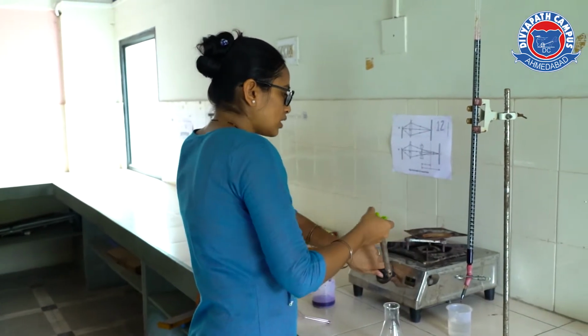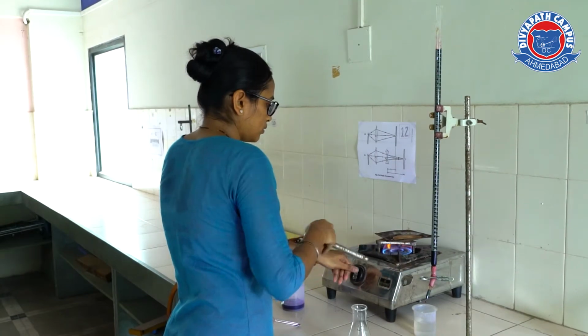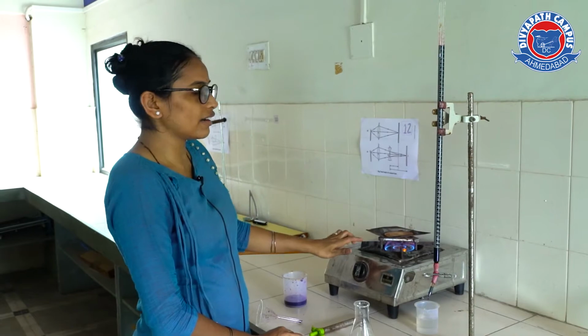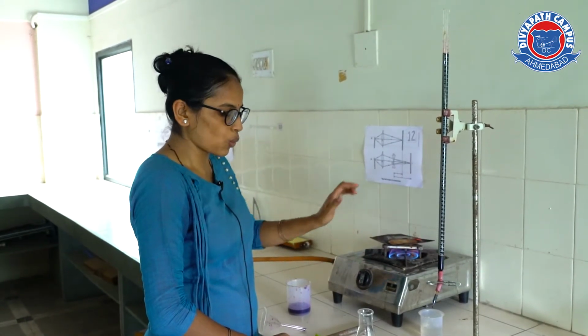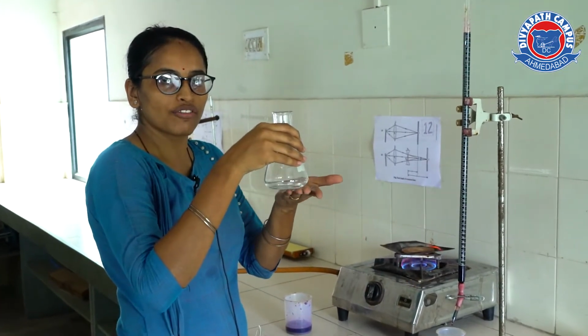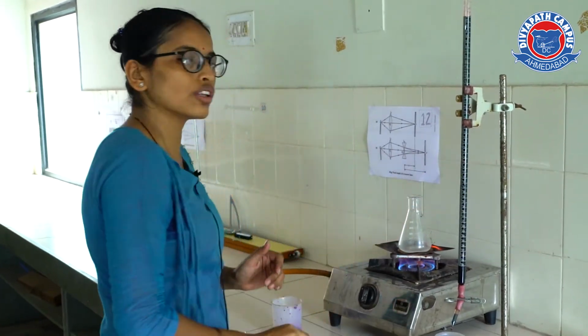Now the solution needs a 50 to 60 degree temperature. You can see that instead of the burner we are using a gas, tripod stand and wire gauze. On the wire gauze, make sure the lower surface of the flask is not wet, and transfer the flask onto the flame.